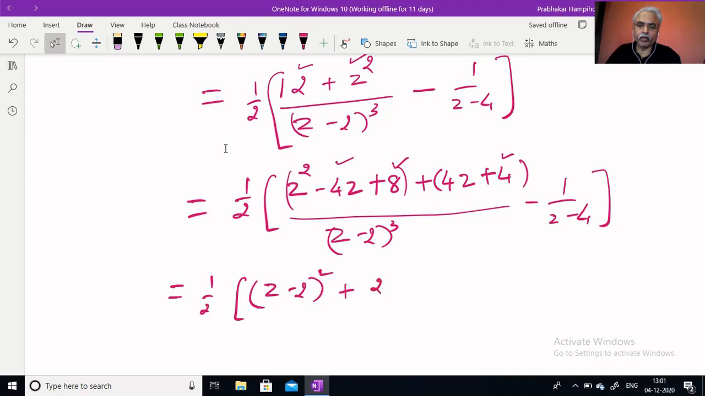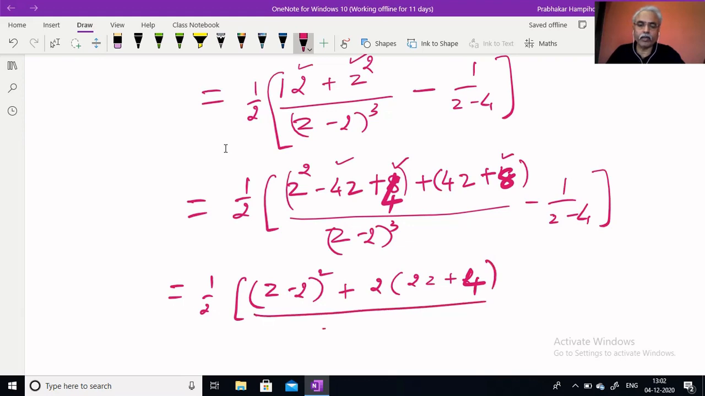Second one you can write 2 common and write it as 2z plus 2. Either you can take common or keep as it is. So this small change, 4 here and 8 here, 2z plus 4. Now divide by z minus 2 whole cube. Note down, we require z minus 2 whole square is 4 here. So 4 plus 8, 12 remained as it is. So this 4 has come here, minus 1 upon z minus 4 as it is.